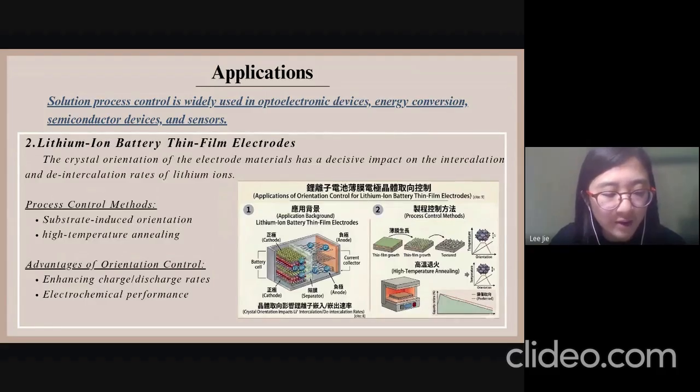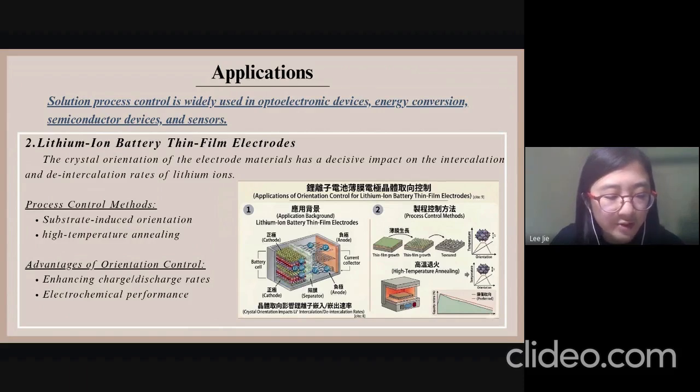Lithium-ion battery thin film electrode. In micro solid state batteries or thin film batteries, the crystal orientation of electrode materials has a decisive impact on the diffusion rate of lithium ions. Process control method: substrate-induced orientation. Example, using a melt solution step process to grow thin film on different metal substrates, such as cobalt or nickel, followed by high temperature annealing.